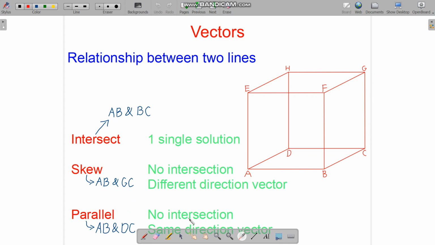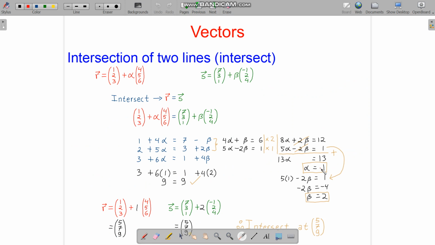And parallel means no intersection and same direction vector. So for example, AB and DC, they are parallel, and of course they do not intersect, and they have the same direction vector.